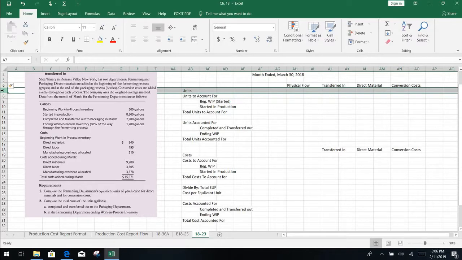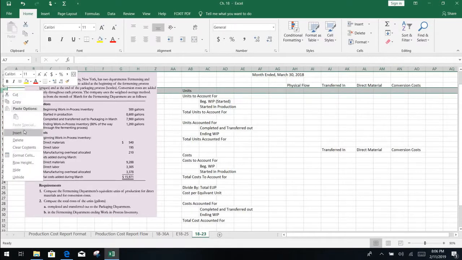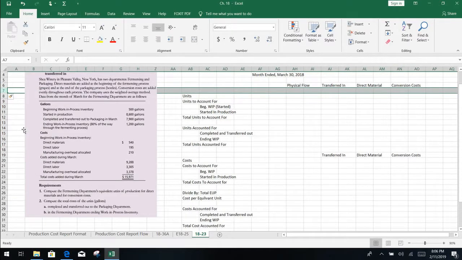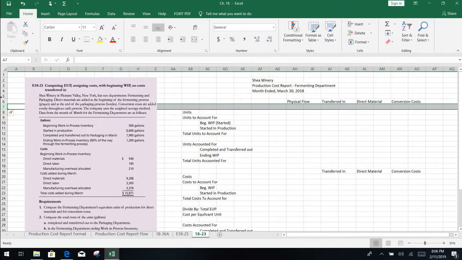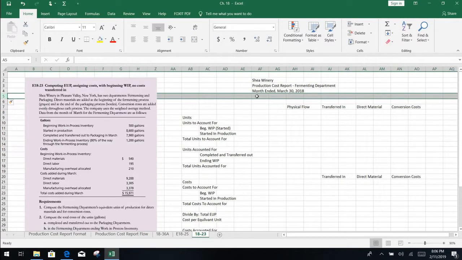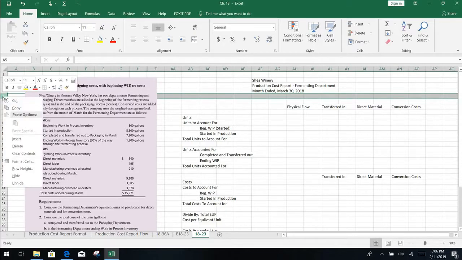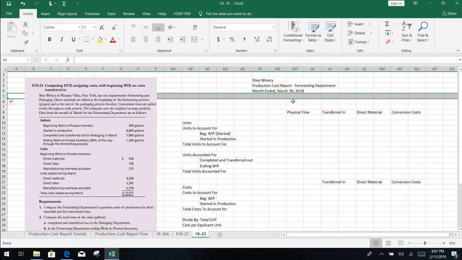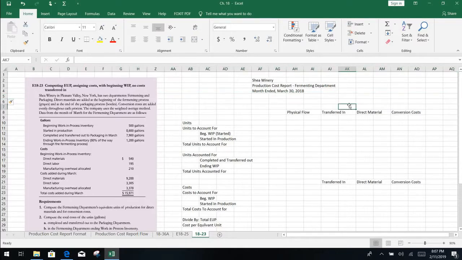Okay, and I'm going to insert another line here because I omitted. Insert another line here. Okay, this is called equivalent units.